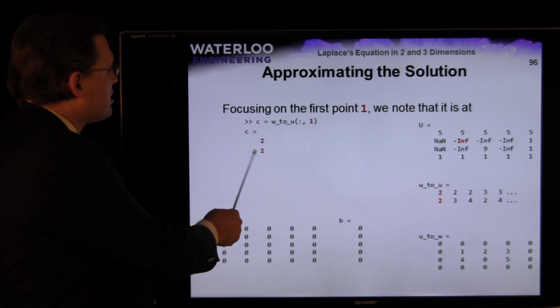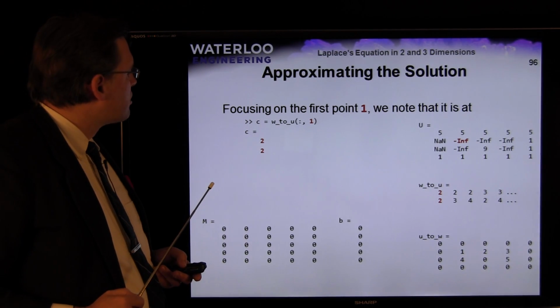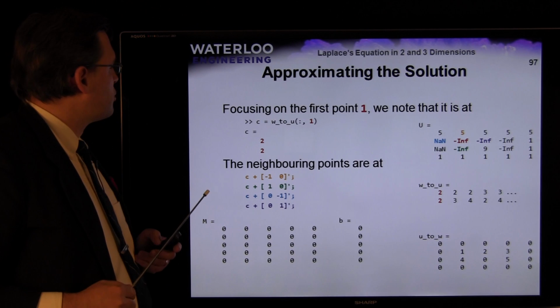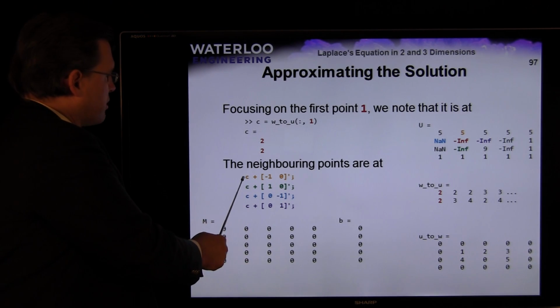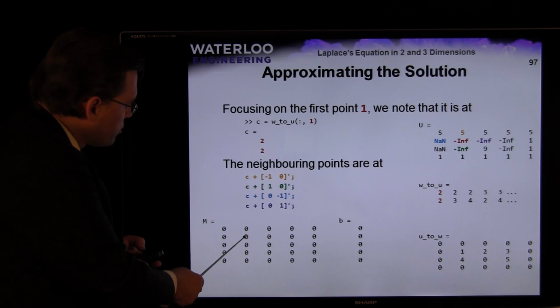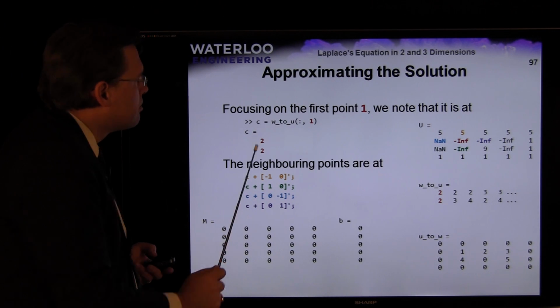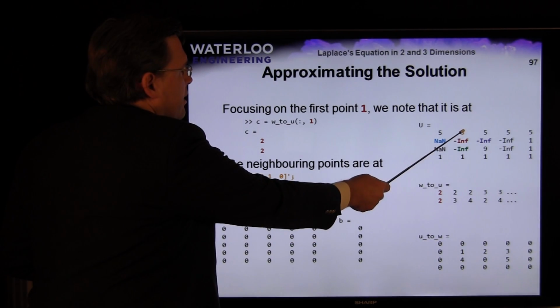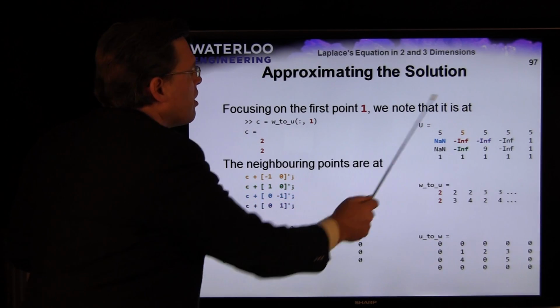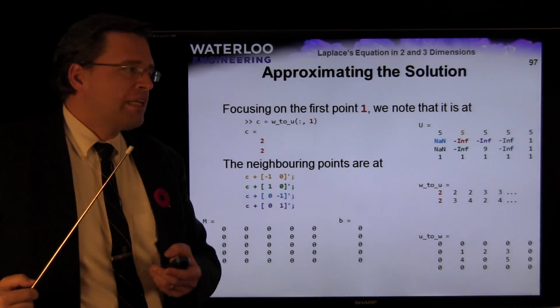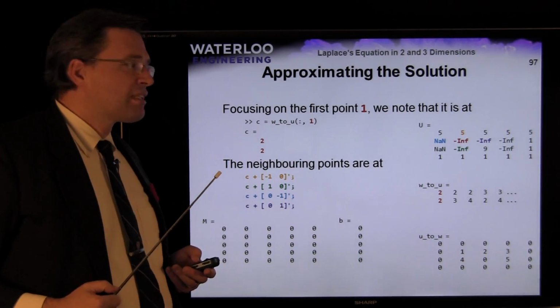So I'm just going to assign that to C temporarily. So the first point is C22. What are the neighboring points? Well, I need to go to the neighboring points from C22 to here, here, here, here. Those values will allow me to create my system.